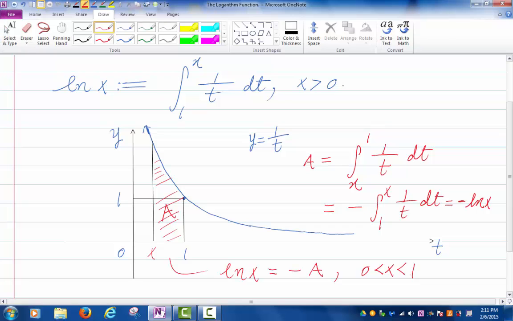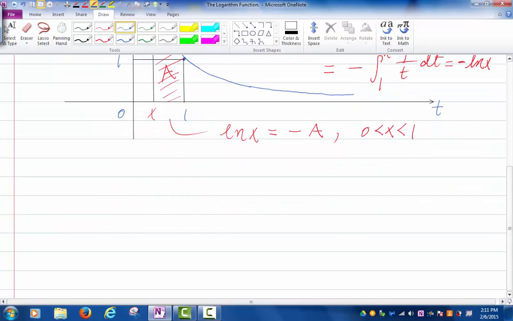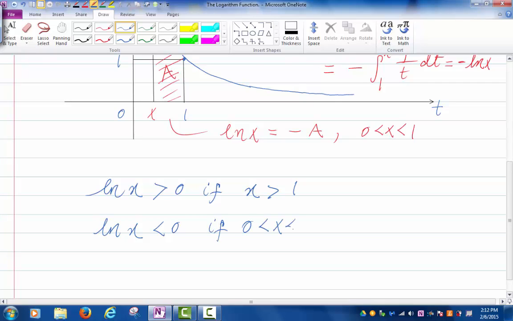Is everybody okay with that? So, what's the conclusion here? Let me write down the conclusion. The conclusion is that ln x is positive if x is bigger than 1, and ln x is negative if x is between 0 and 1.